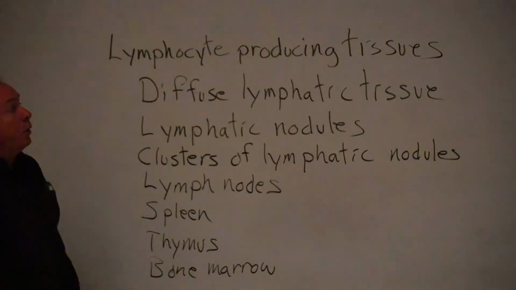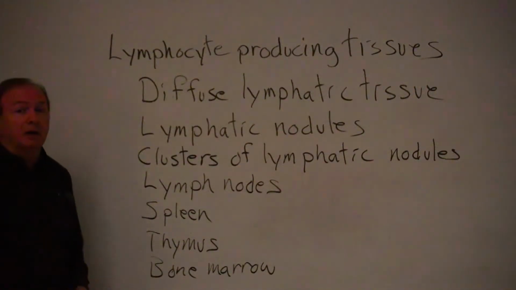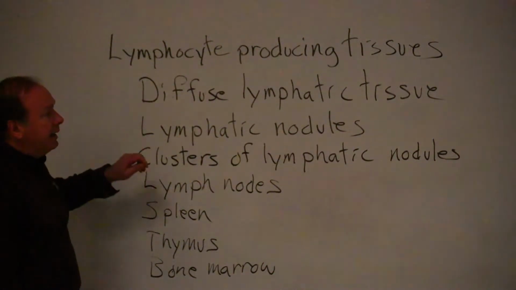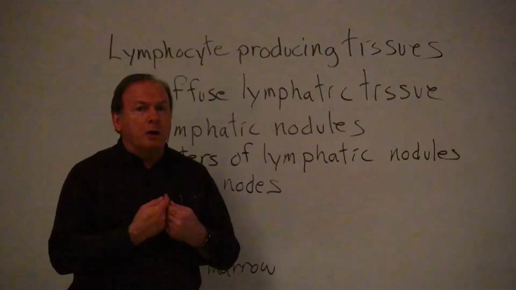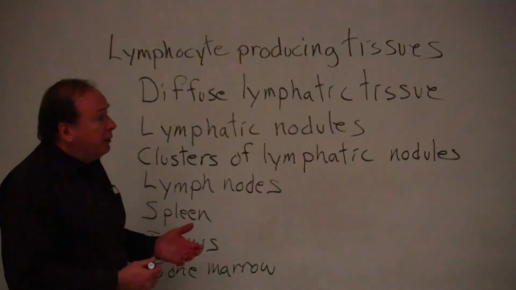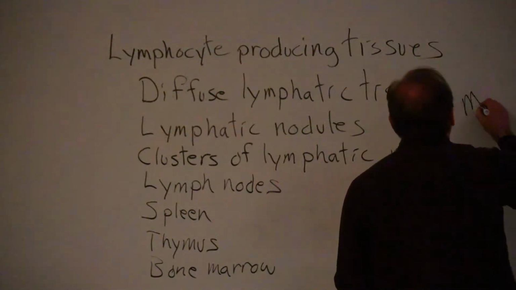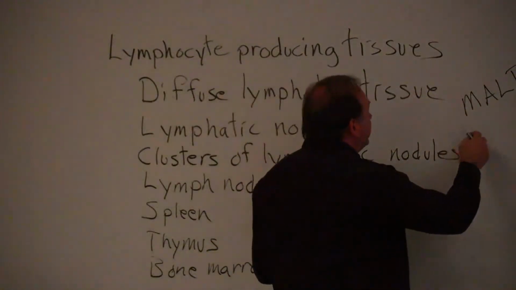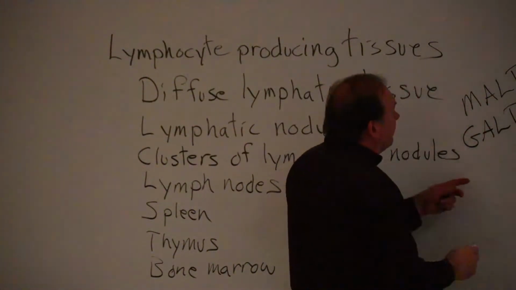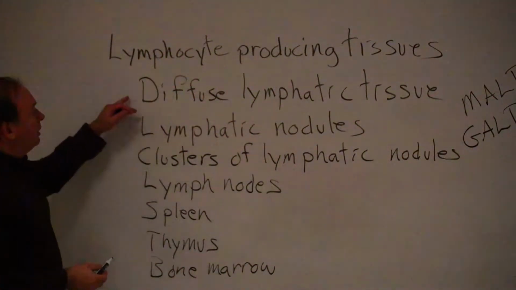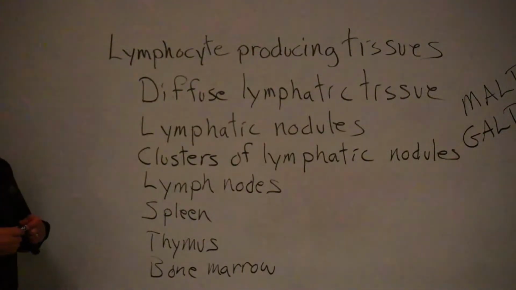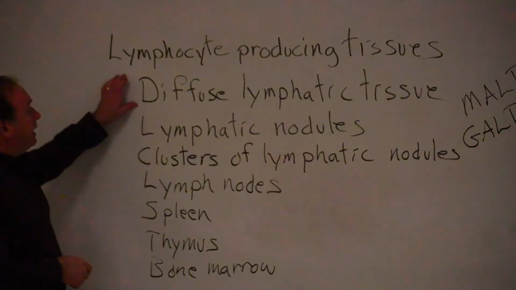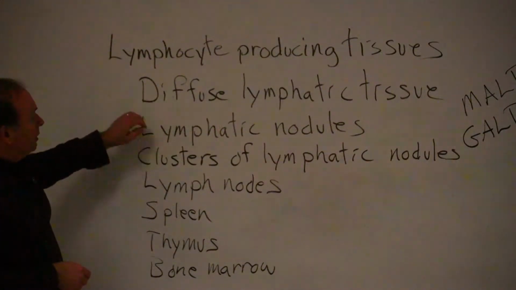Now for the lymphocyte-producing organs and tissues, we have a list here of the different categories of lymphocyte-producing organs and tissues. The first two categories, diffuse lymphatic tissue and lymphatic nodules, are distributed mainly along our mucous membranes. And for that reason, we often refer to them as MALT, which refers to mucosa-associated lymphatic tissues, or sometimes you'll see the term GALT, G-A-L-T, referring to gut-associated lymphatic tissues. So that's generally where you'd find these in the loose connective tissues that lie under the epithelium of those mucous membranes in the body. Diffuse lymphatic tissue and lymphatic nodules. We'll get back to those in a minute.